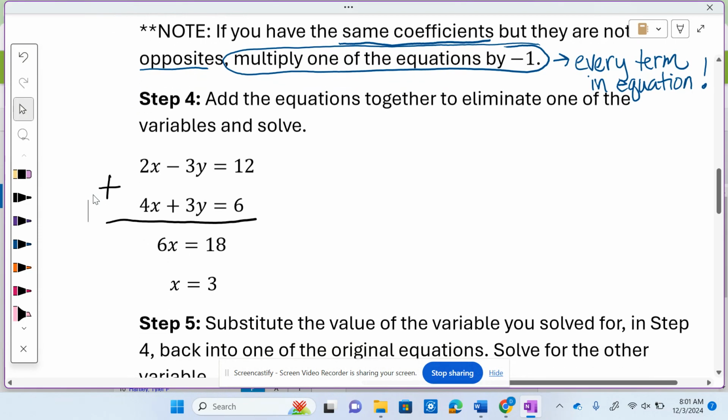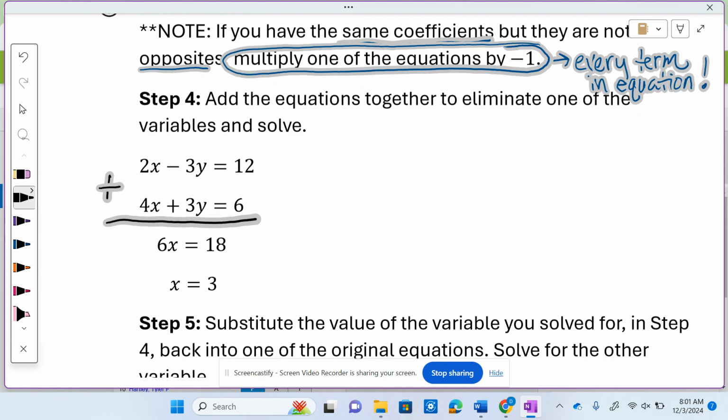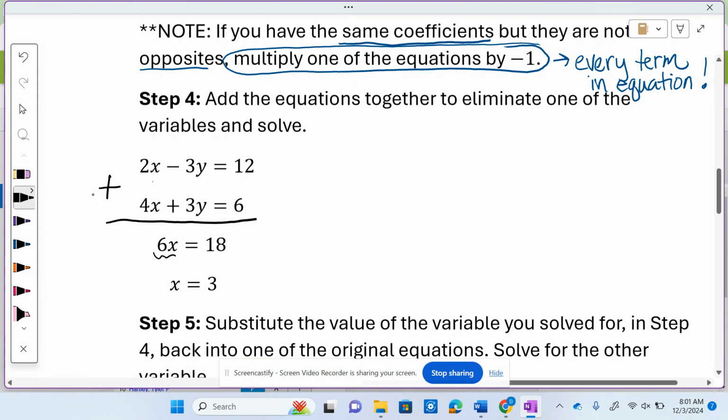I'm not just doing this because I like it. So 2x plus 4x is 6x. That's where this comes from. 2x plus 4x is 6x. A -3y and a +3y cancel out. 12 plus 6 is 18. And then we do what? How did we get from 6x equals 18 to x equals 3? We divided both sides by 6. Yeah, we divide both sides by 6. And we find out that x equals 3.